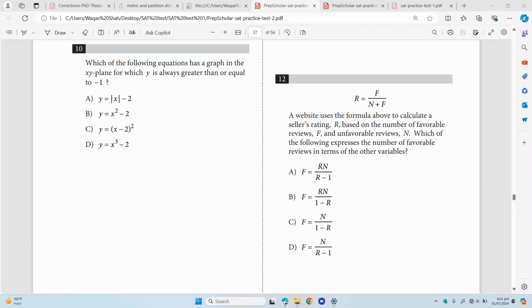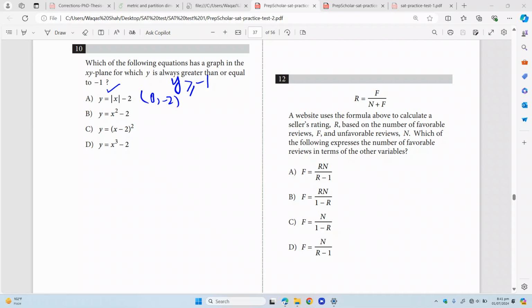Question 10 is quite interesting. It says, which of the following equations has a graph in the xy plane for which y is always greater than or equal to minus 1. So y has to be greater than or equal to minus 1. Okay, so if you plug in this one, if you plug x is equal to 0, you will get y is equal to minus 1.